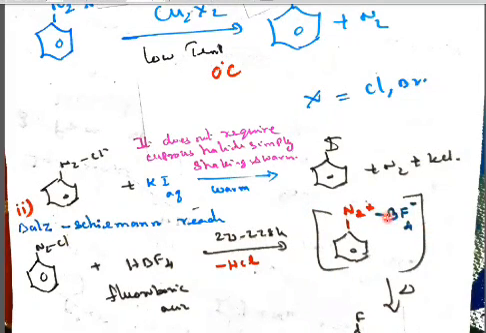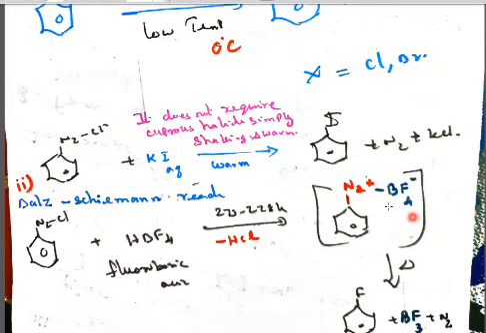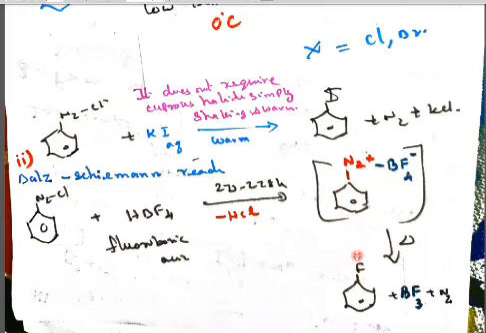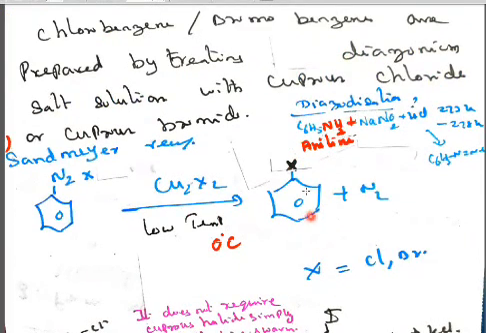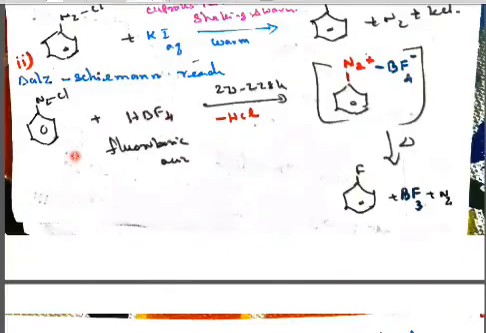In this intermediate compound, N2 will go off and BF3 will go off. The left out fluorine is attached to the benzene. So fluorobenzene is prepared. It is called the Balz-Schiemann reaction. The Balz-Schiemann reaction is for fluoroarene preparation, while chlorobenzene or bromobenzene are prepared by the Sandmeyer reaction.